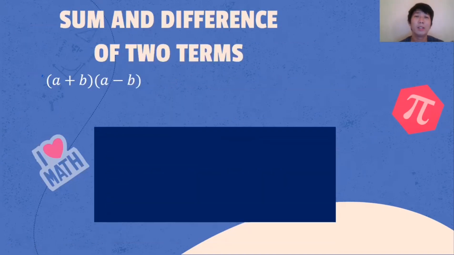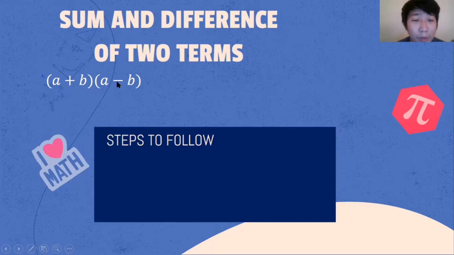The next one, sum and difference of two terms. Try to observe the following example. We have here a plus b, a minus b. We will be applying sum and difference of two squares if we have something like this. As you can see, a is the same, b and negative b, positive, negative. Let's try to solve this one. Let's try to follow the steps.